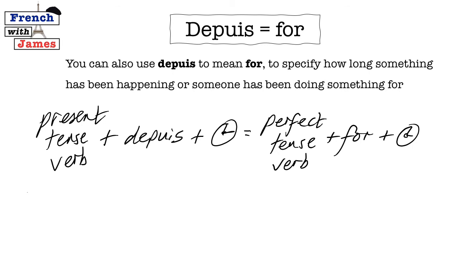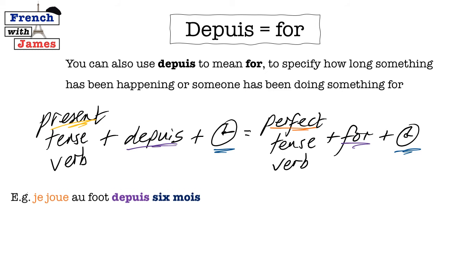So when we use it with a date, it means since. When we use it with a period of time, it means for. And again, it's got the same difference as the last one, that the present tense verb in French becomes a perfect tense verb in English.